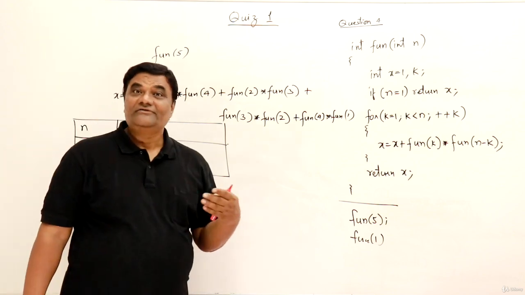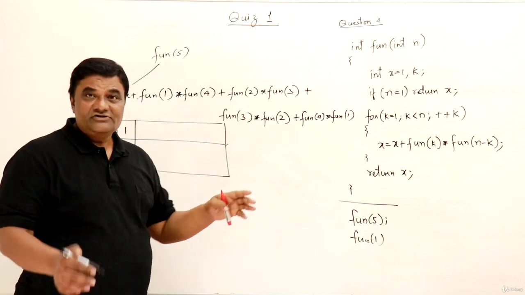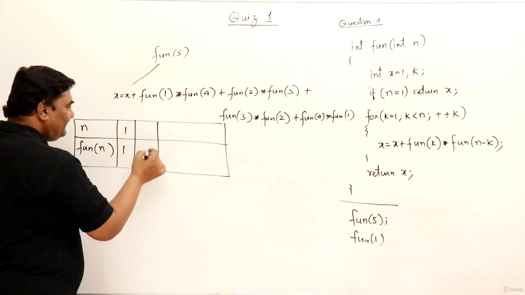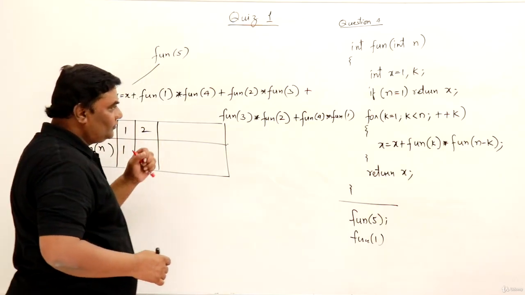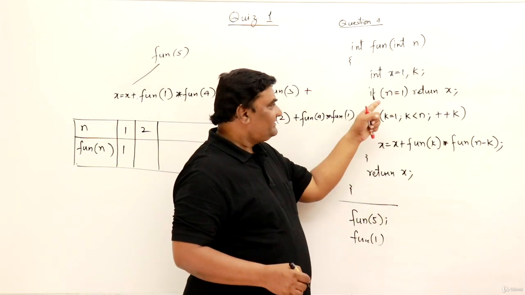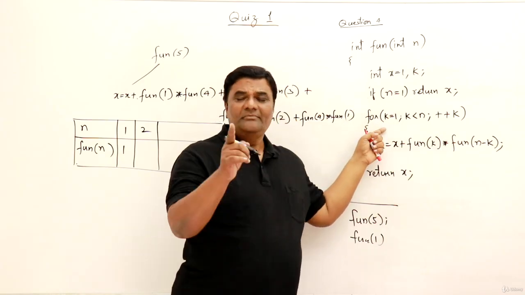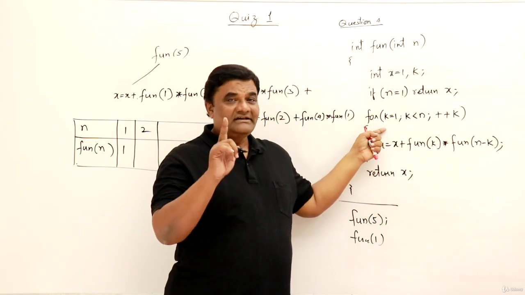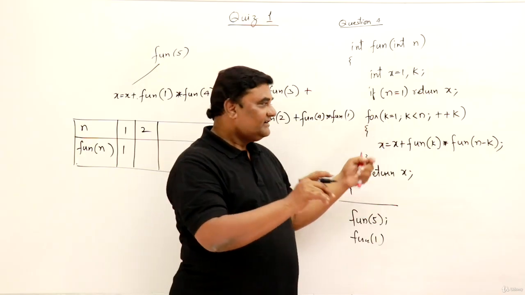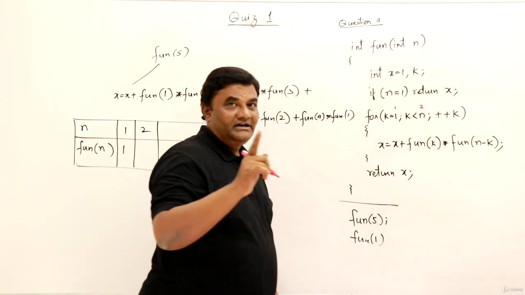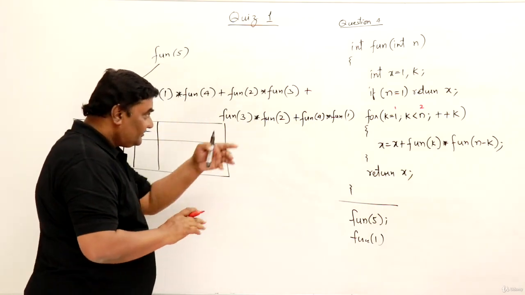The next, fun of 2. We need this also, right? So I'm not making a tree, I'm making a table. So let us find fun of 2. Since 2 is not 1, it will enter here. So how many times will this loop repeat? k as 1 up to less than 2, so it will repeat only one time.